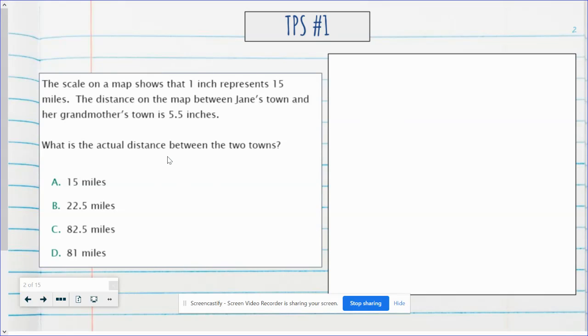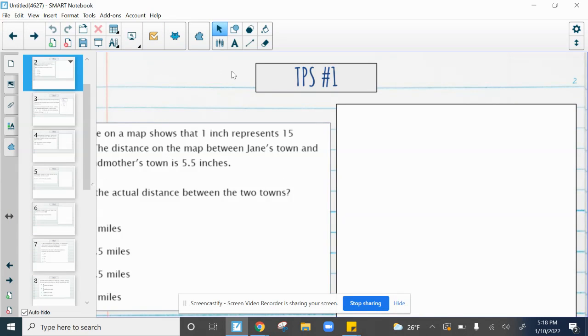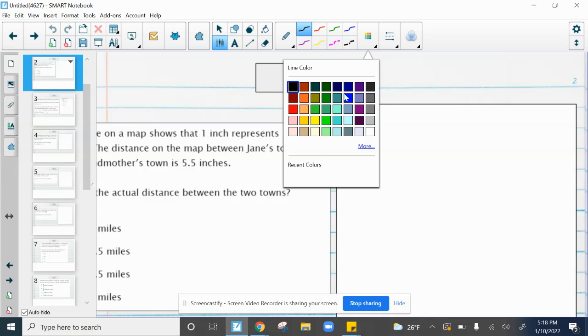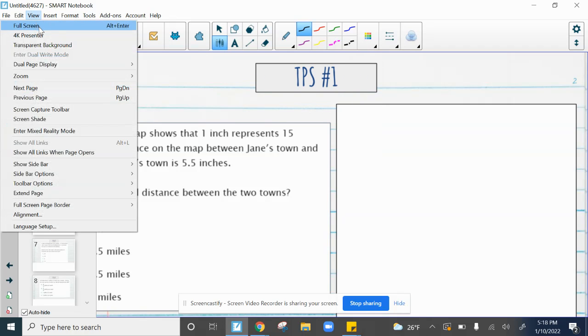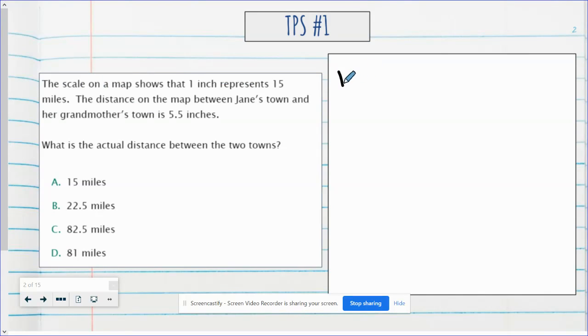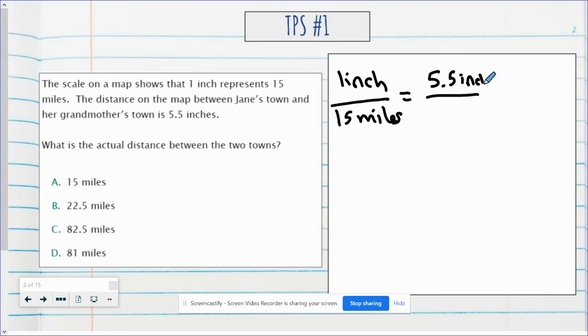The scale on a map shows that 1 inch represents 15 miles. Now remember, whenever we have questions like this, we always want to write down our data first. So that is what I'm going to do. So we have 1 inch to 15 miles. The distance between Jane's town and her grandmother's town is 5.5 inches. So I'm going to write 5.5 inches up top here because that matches the 1 inch.